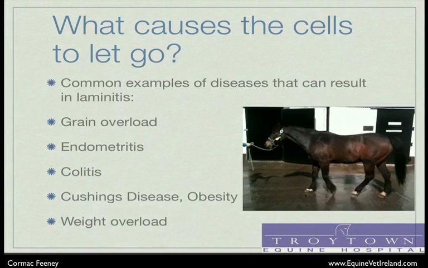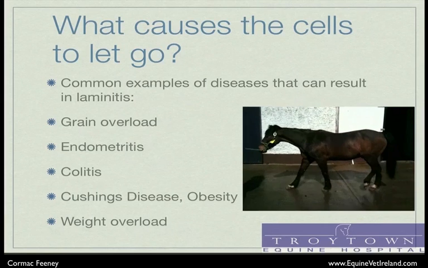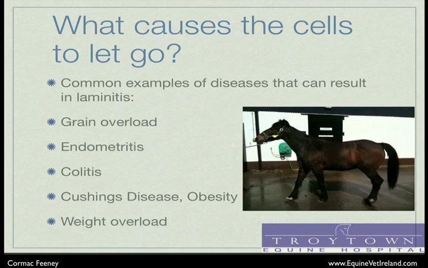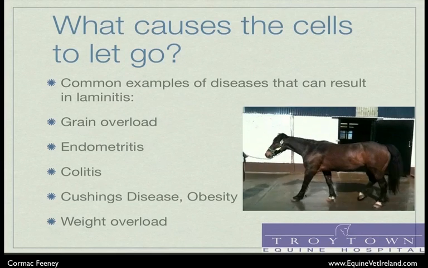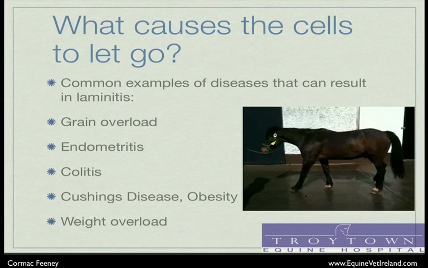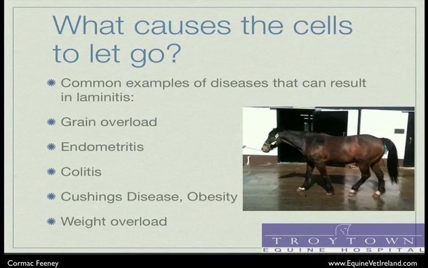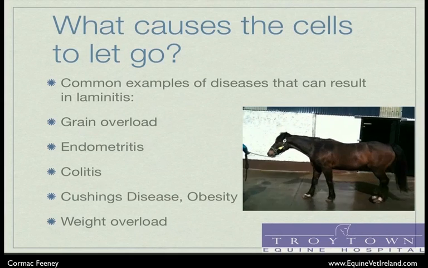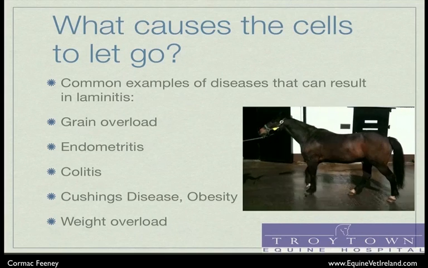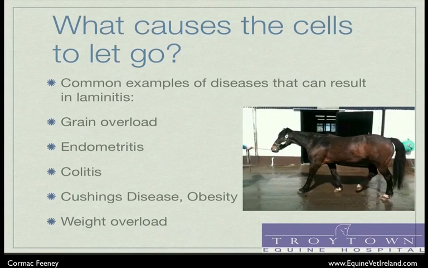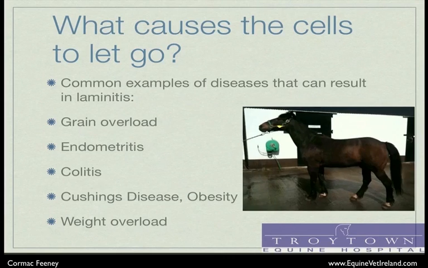So, what causes the cells to let go? There are numerous diseases that can result in laminitis. These diseases, such as grain overload, endometritis, which is an infection within the uterus, colitis, which is an infection and upset of the natural horse's gut flora, Cushing's disease and obesity, which cause metabolic syndromes which can affect the horse's laminae, and weight overload, such as a horse that is bearing all its weight on one limb due to an injury in the other. All for different reasons result in the same disease, laminitis.